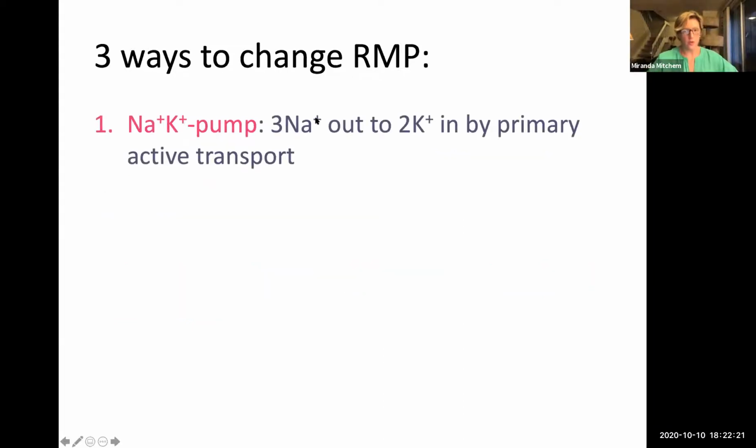There are 3 sodium out for every 2 potassium in, and this uses active transport. It is primary active transport because an ATP molecule is used for this. So we've got our difference between primary and secondary active transport. Primary directly uses the ATP. Secondary is once a gradient has been established by using ATP, so something benefits, something else benefits.